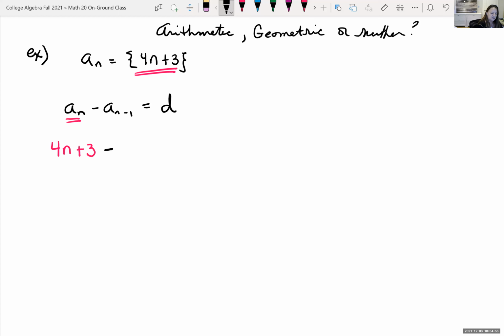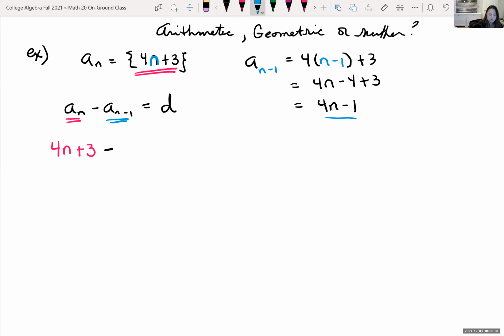minus, let's just do a little work over here for a second. This a sub n minus 1 tells us to go into our formula and plug in n minus 1 wherever you see an n. So we have 4 times n minus 1 plus 3. So distributing the 4, we have 4n minus 4 plus 3. So we have 4n minus 1. Okay, so we want to subtract off this a sub n minus 1 term, so we need parentheses around that whole thing: 4n minus 1.